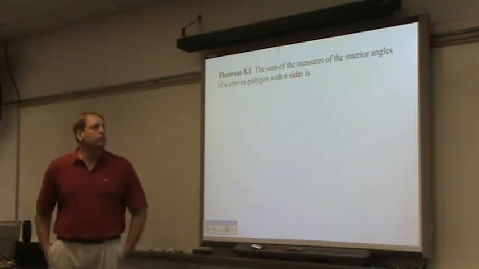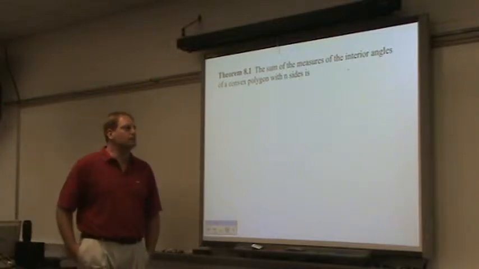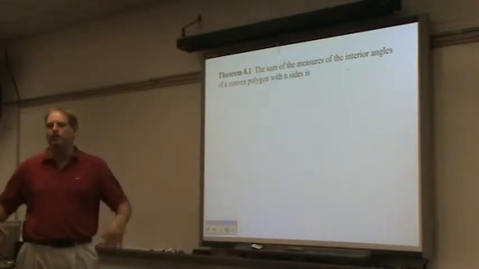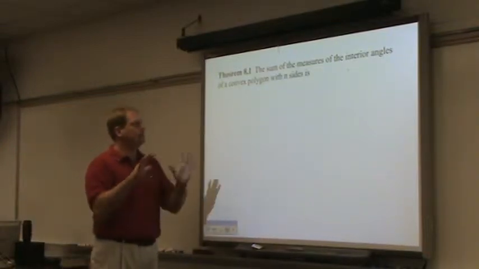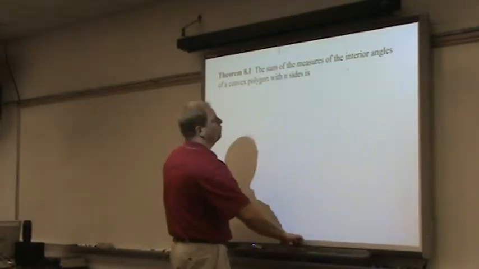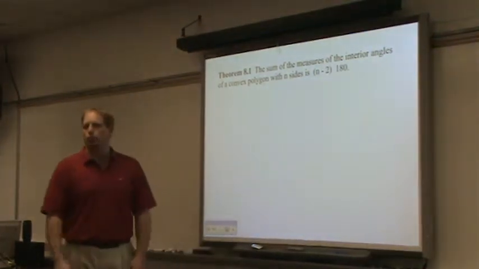Today what we're going to actually go through and talk about is the sum of the measure of the interior angles of a convex polygon with n sides. We talked about convex and concave. Remember, concave had dented sides. Convex doesn't have any dents in it. And the formula that we need to know here is n minus 2 times 180.